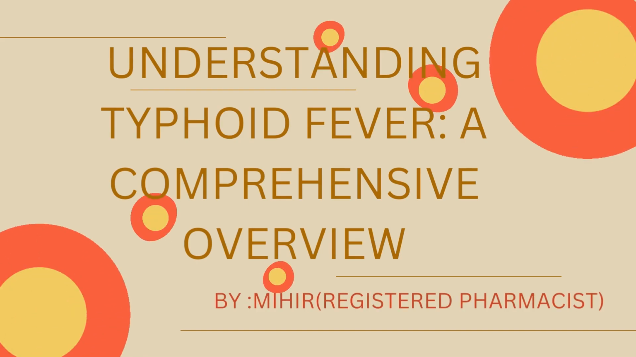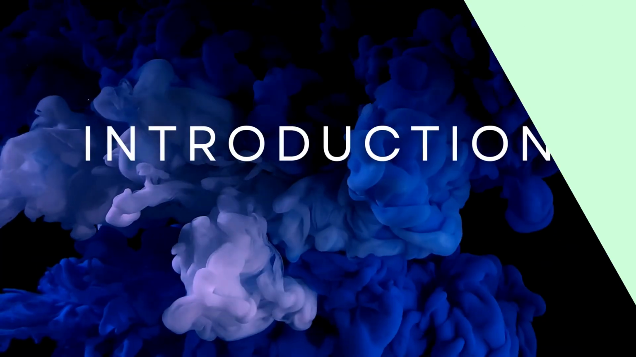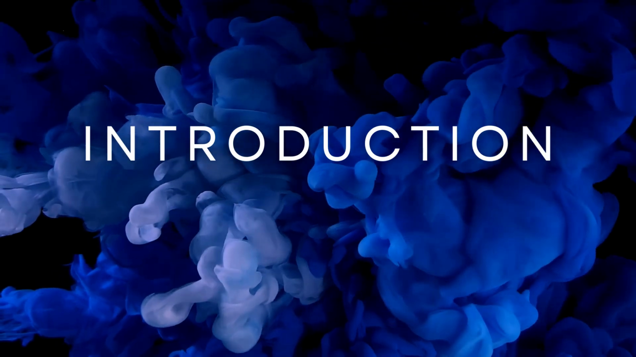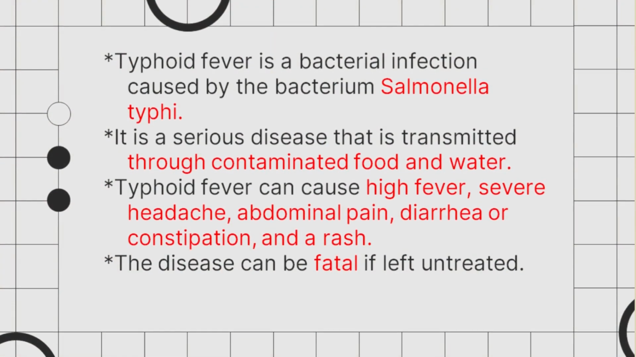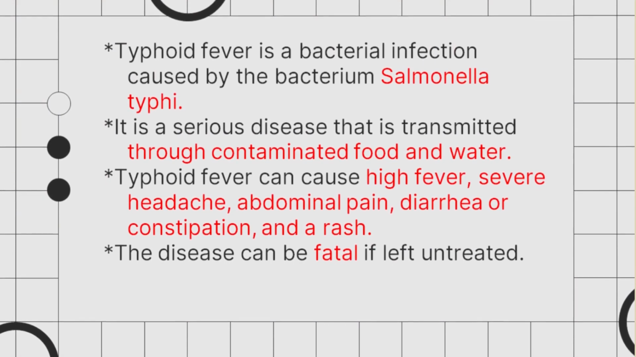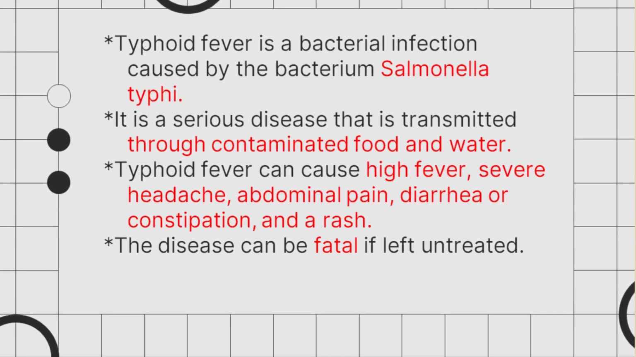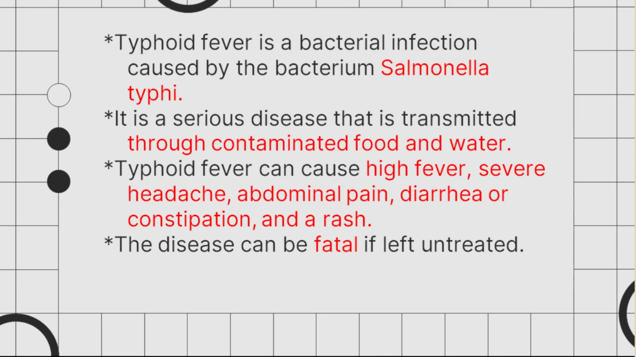Understanding typhoid fever, a comprehensive overview. Introduction of typhoid fever. Typhoid fever is a bacterial infection caused by the bacterium Salmonella Typhi. It is a serious disease that is transmitted through contaminated food and water. Typhoid fever can cause high fever, severe headache, abdominal pain, diarrhea or constipation, and a rash. The disease can be fatal if left untreated.